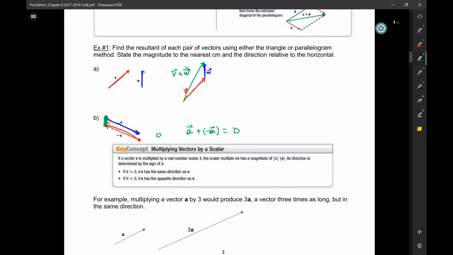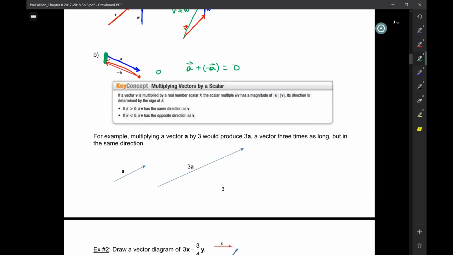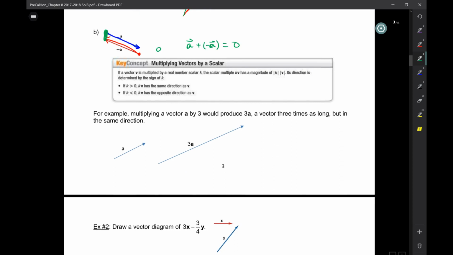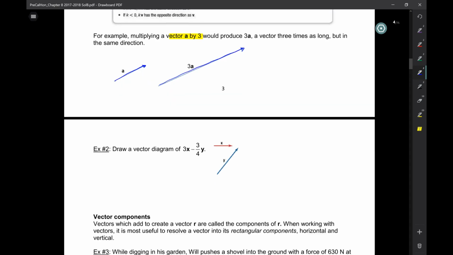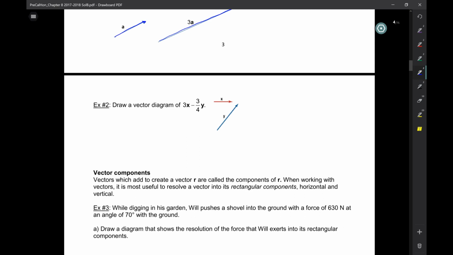We're not getting the numerical answer. We're just looking at how this resultant business would look. All right, talking about scalars, right? If I multiplied a vector A by a number, let's say 3, all I do is multiply the size of the vector by 3. So here is vector A, right? 3A is the vector just 3 times as long. Does it change the direction? Oh, no. All right?